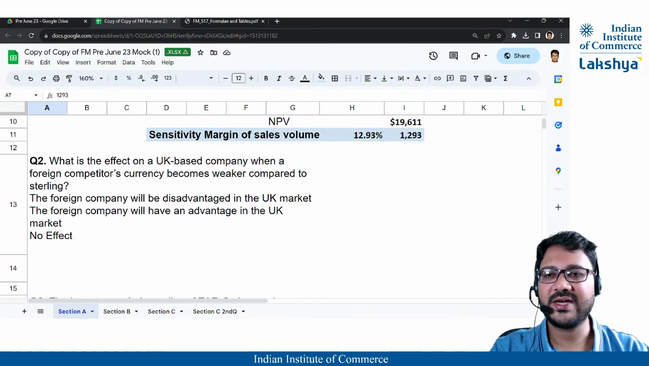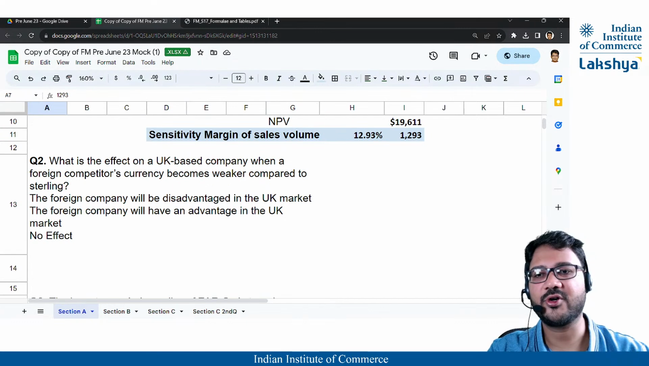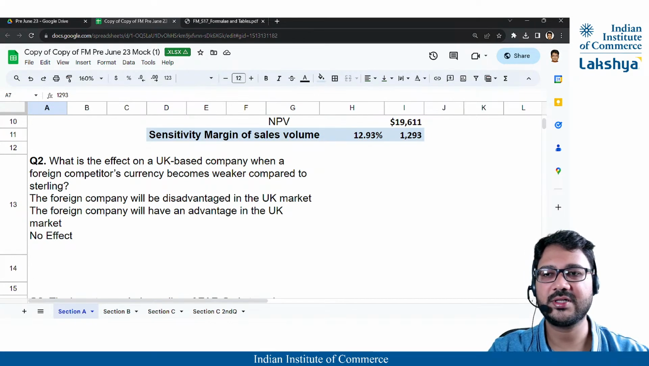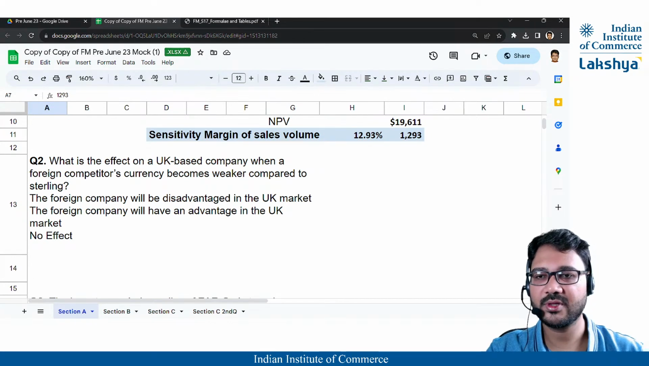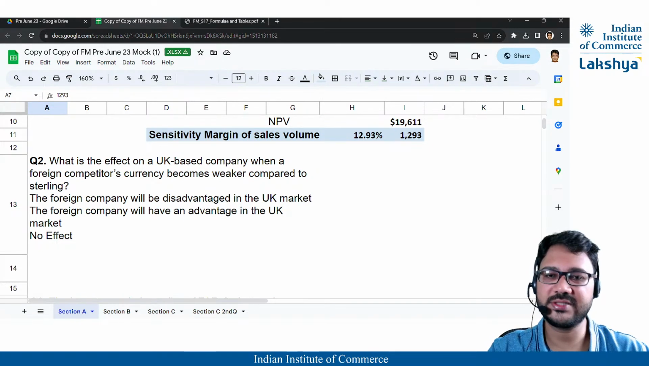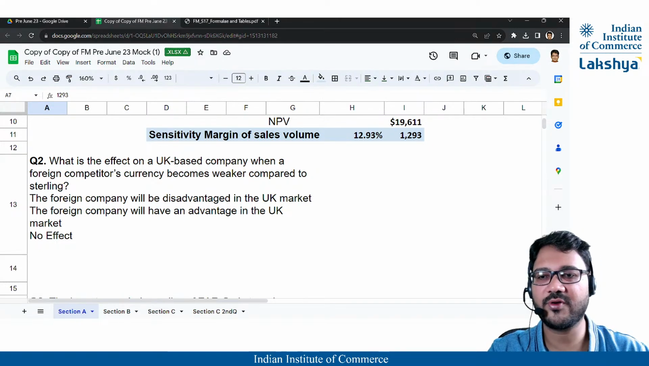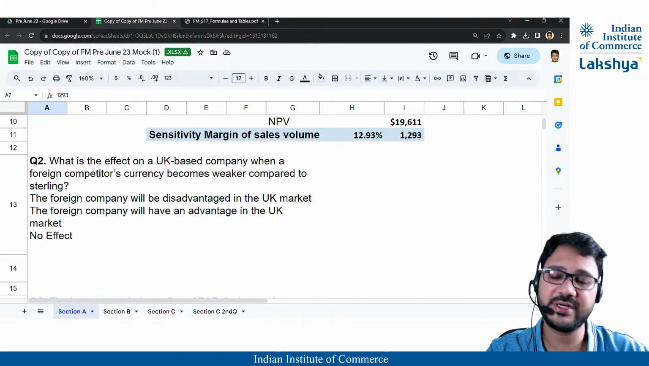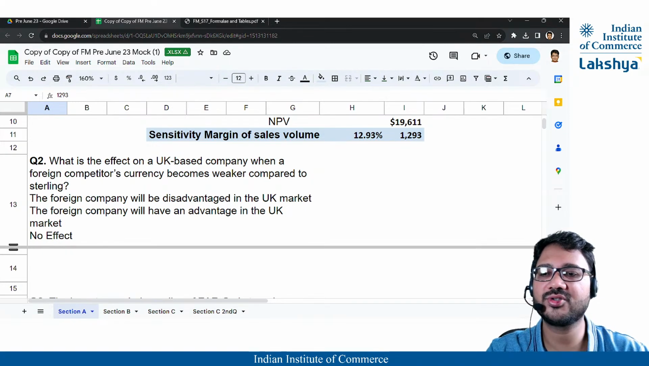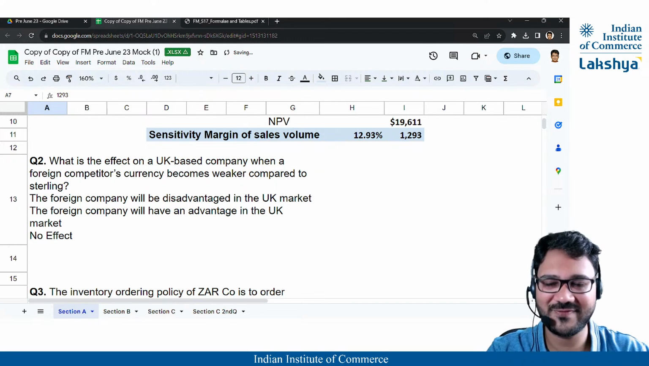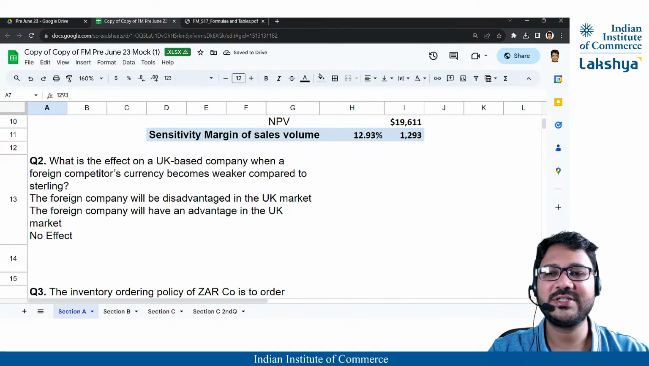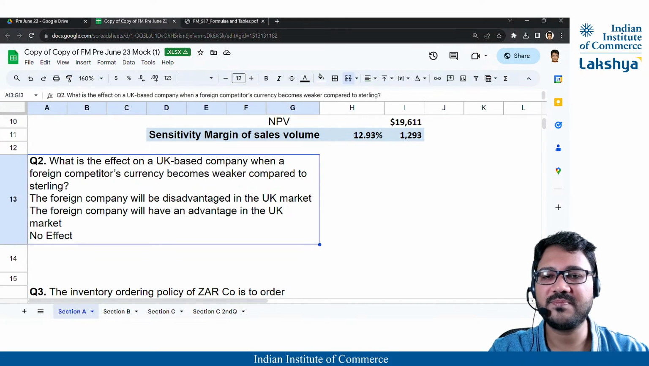Moving on, what is the effect on a UK based company when a foreign competitor's currency becomes weaker compared to sterling? The foreign company will be at a disadvantage in the UK market, or the foreign company will have an advantage in the UK market, or there is no effect. Well, it's definitely not no effect. Okay. Let's try to understand what it could possibly be then.